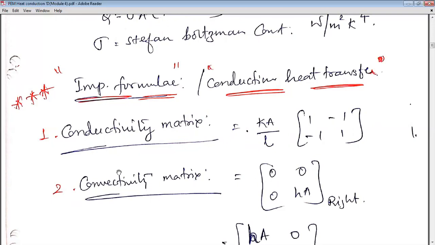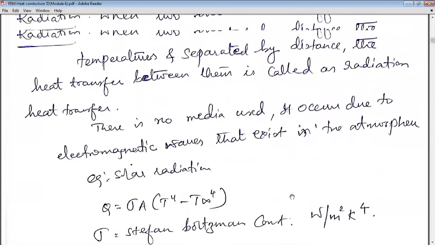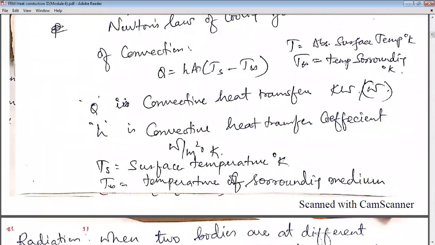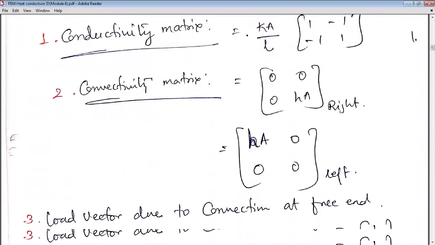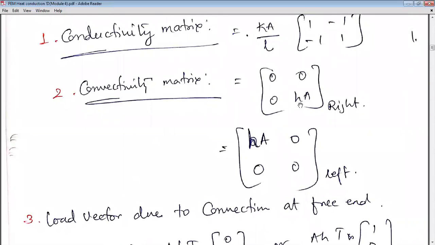So you can see the convectivity matrix. Let us not derive all these equations and spend more time on it. Try to do some numericals on this. So [0 0; 0 H], a 2 cross 2 matrix. H stands for film coefficient. All of you are aware of this, from Newton's law of cooling. H is the film coefficient or heat transfer coefficient. If you observe to the right, it will be [0 0; 0 HA]. If it is to the left, it will be [HA 0; 0 0].